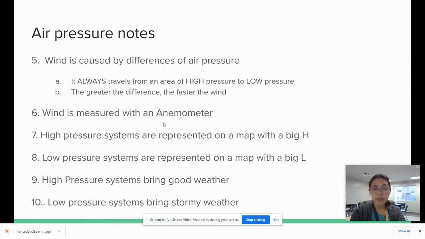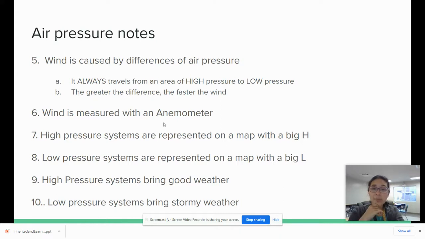And then the greater the difference is, the faster the wind. So if we have really strong winds going that day, it's because there's a big difference in pressure. The pressure is high, high, high, and the pressure is low, low, low. If it's kind of high pressure, kind of low pressure, then you have kind of gentle winds. Wind is measured by an anemometer.